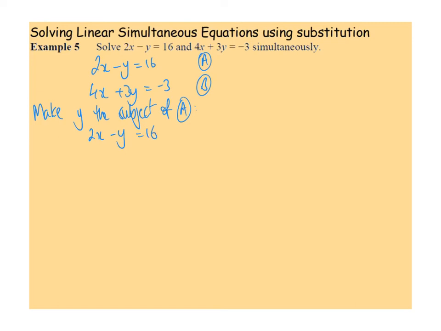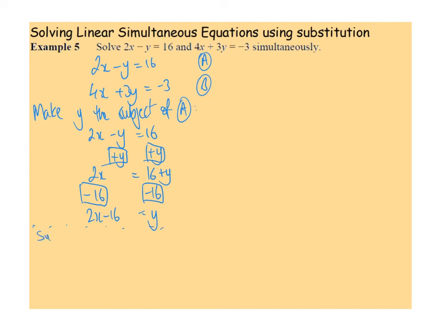And to do that, I think the easiest way is probably to add y to both sides first, which will get me 2x equals 16 add y, and then I'll subtract 16 from both sides, and I get y equals 2x subtract 16. And now I can carry on as in the previous example, so I'll substitute y into the second equation, because this was the first equation. So we've used A to make y the subject, so now we'll substitute y into B, and that will get me 4x add 3 brackets 2x subtract 16 equals negative 3.